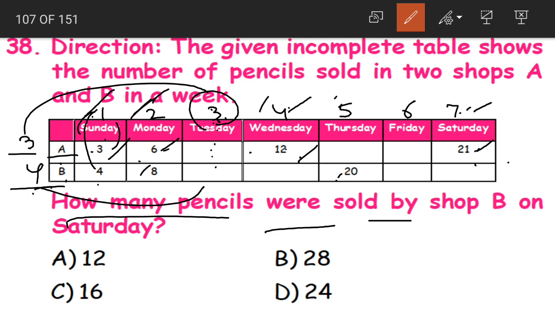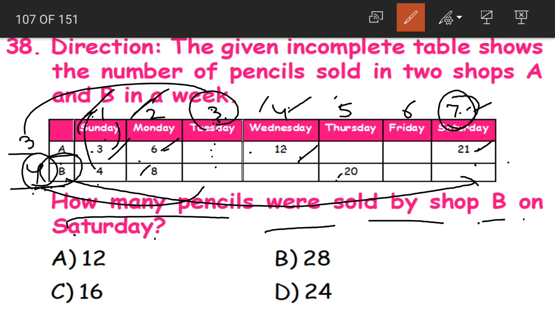Now what should we find out here? How many pencils were sold by shop B on Saturday? Shop B on Saturday. The multiples of 4. 4 into Saturday, here is number 7. So 4 sevens are 28. Yes, 4 sevens are 28 is our correct answer. How many pencils were sold on Saturday, children? 28 pencils were sold by shop B.